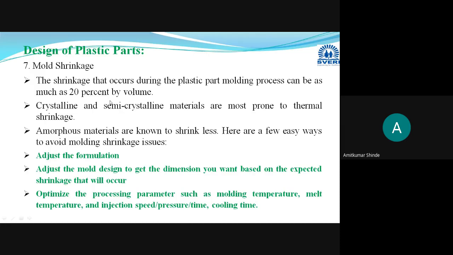Depending on the amount of shrinkage only, you have to do the optimization of that process so that shrinkage will be minimum.